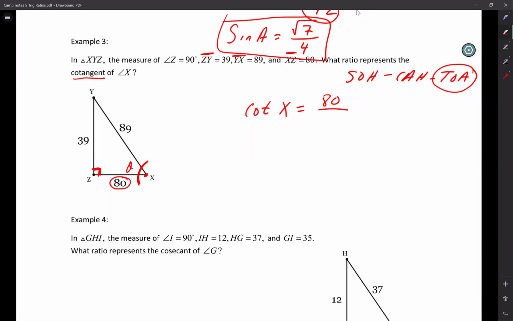What is opposite? The 39. If that 39 were 40, I could reduce it. But since it's 39, I don't think it reduces. I think that's it. You type that into your Delta Math, and it's going to give you a nice little check mark.